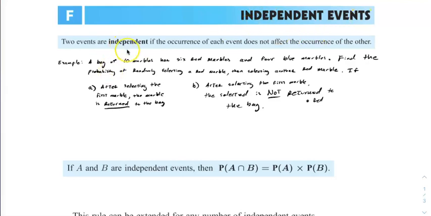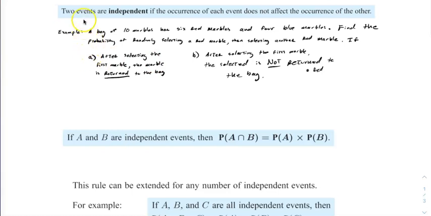Independent events. Two events are independent if the occurrence of each event does not affect the occurrence of the other. So the odds of one event do not affect the odds of the other event. That's what it means to say that. The best way to do this, let me give you a quick example.